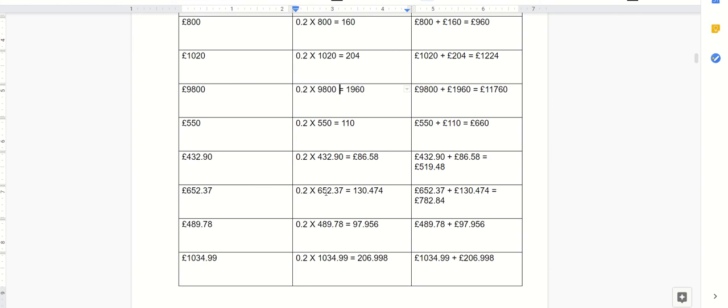0.2 multiplied by 652.37 gives us a problematic number. So this is the first problematic one, 130.474. Right, we can only have two decimal places because it's a financial transaction. So is that number greater than a 5? No, it's not. So we just bin it off completely. So we just get that. And what we do is we then take that 4 off there as well. And we take 652.37 plus 130.47, giving us a total of 782.84.